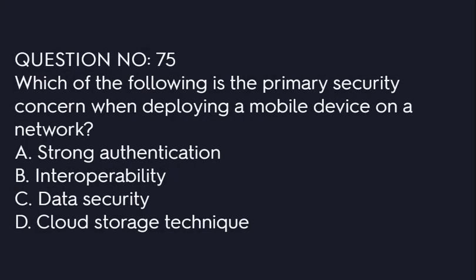Question number 75. Which of the following is the primary security concern when deploying a mobile device on a network? A. Strong authentication. B. Interoperability. C. Data security. D. Cloud storage technique.